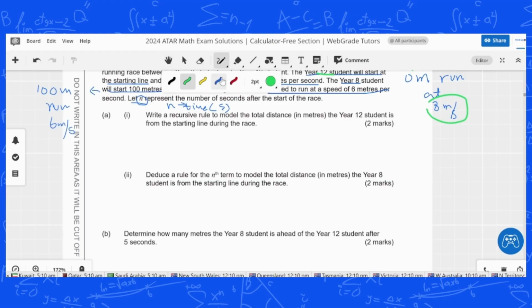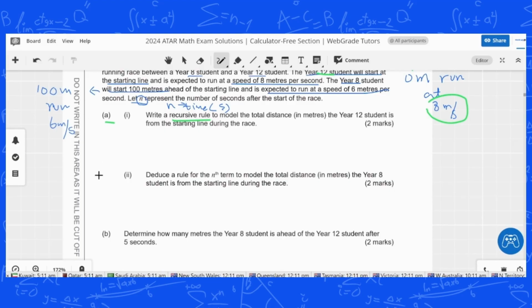So look at part A. Write a recursive rule to model the total distance, in meters, the Year 12 student is from the starting line during the race. In this part A, we are asked to write a recursive rule for the Year 12 student. First of all, you need to understand what a recursive rule is. A recursive rule tells us how a sequence changes step by step. We can make a recursive rule, or recursive formula, using two steps. We write the first starting value, then we apply the rule to go from one step to the next.